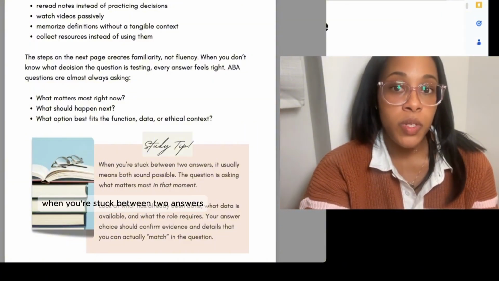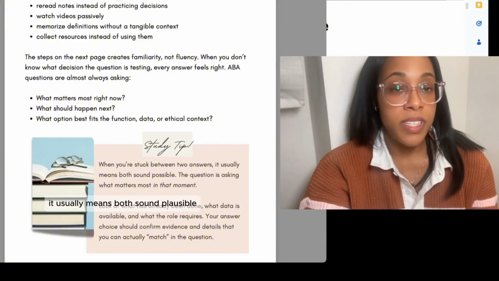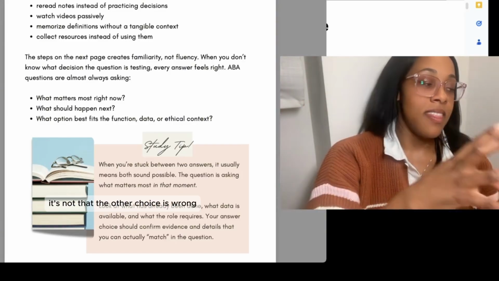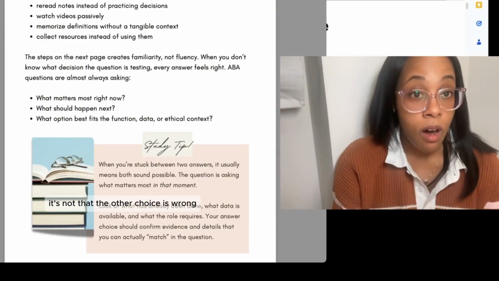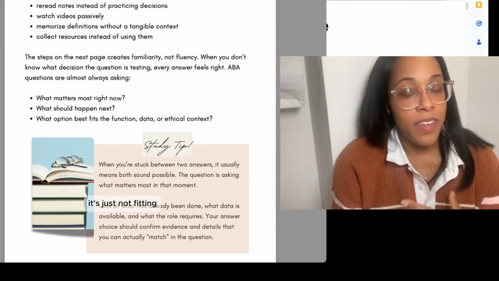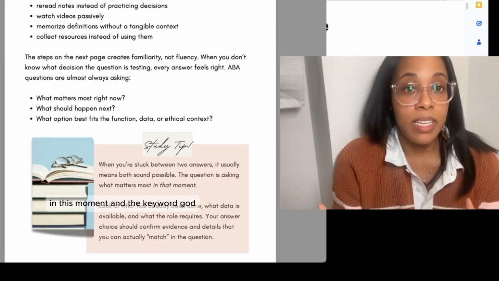When you're stuck between two answers, it usually means both sound plausible. And I think we all know that. It's not that the other choice is wrong or even unethical. It's just not fitting the information that is given to us in this moment.